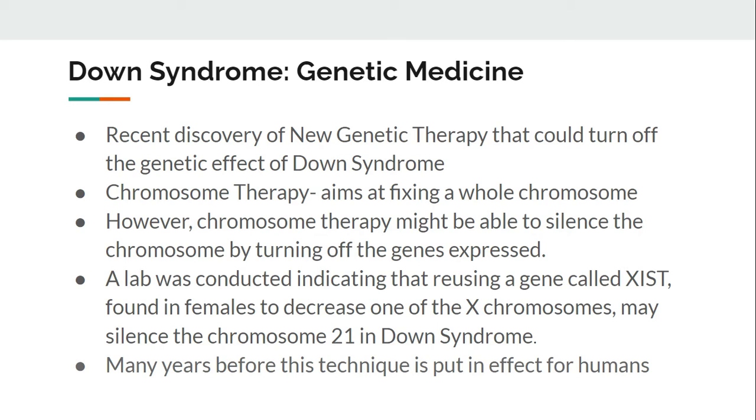And a lab was conducted indicating that reusing a gene called XIST, which is found in females to decrease one of the X chromosomes, may actually silence chromosome 21 in Down syndrome. There are still many years to come before this technique is actually put in effect for humans, but it is something new that has occurred in genetic medicine that can potentially silence chromosome 21 and its effects.